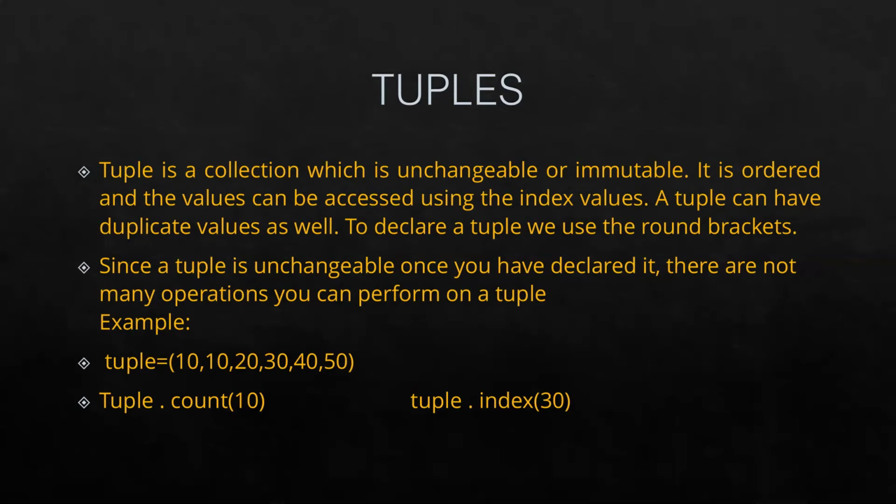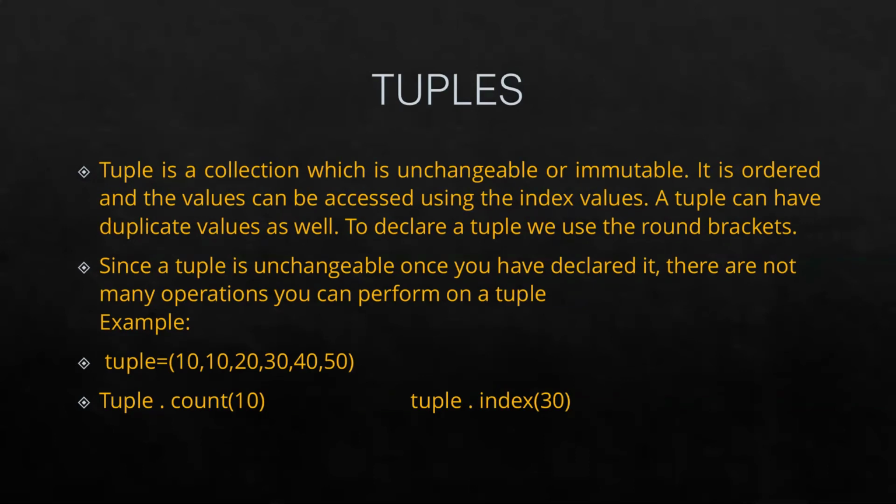As an example, tuple equals 1010 is implemented by creating round brackets. As a tuple is unchangeable, once we have declared it, we cannot perform any operations to change the values in a tuple. But there are two operations that we can use to get some information regarding the items in our created tuple, such as, for example, tuple equals 10, 10, 20, 30, 40, 50.